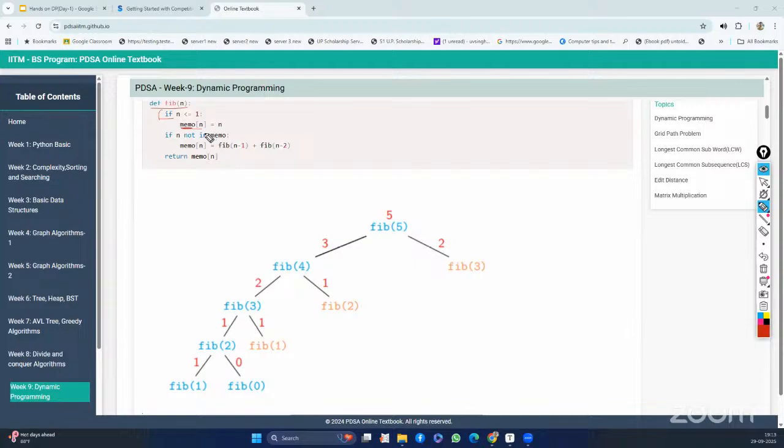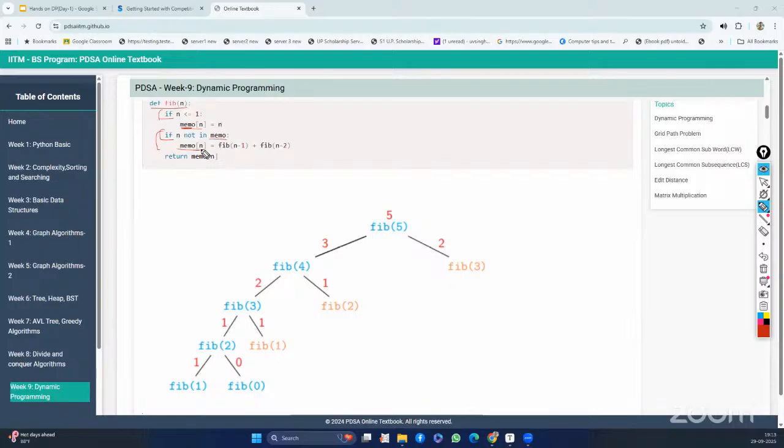So memo, we are just managing some storage data structure where we will store our data directly. First we will check if our incoming n value is in memo or not. That means, is this subproblem already solved or not? So we will check our memory first. If it exists, if this condition is true, then we will directly fetch our result.